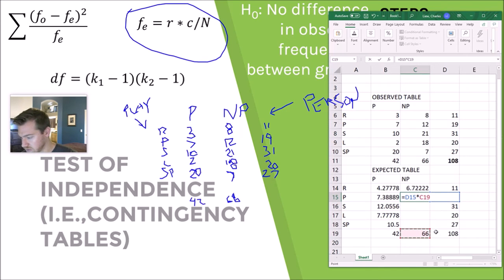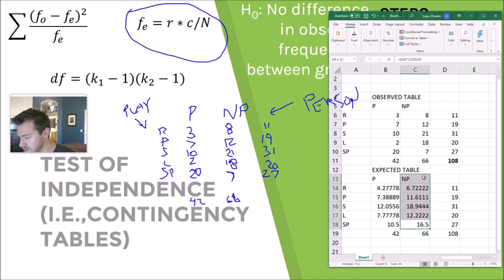Row times column divided by total. Row times column divided by total. You're going to have this down. Row times column divided by total. And row times column divided by total.